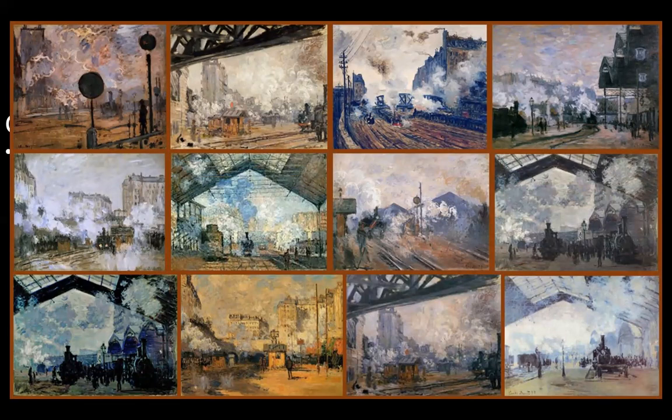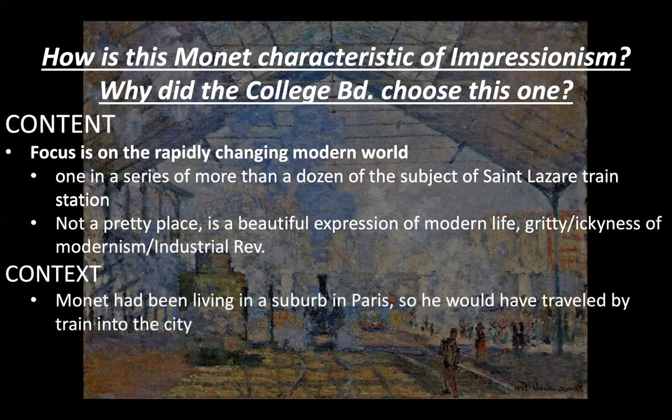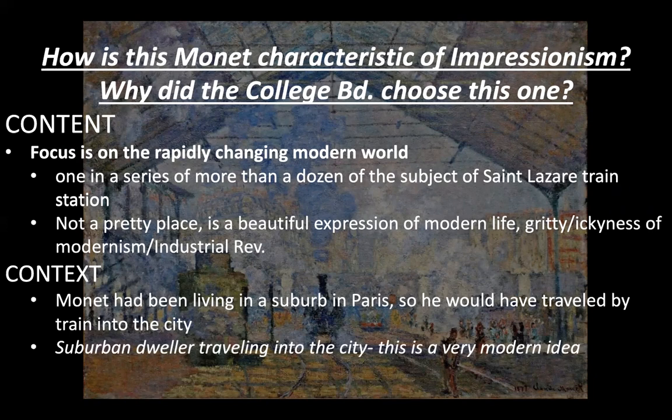Right? So you have the hustle and the bustle of the city, the gritty dirtiness of it. The colors reflect this. All right, so he's not painting a pretty place, right? He's more known for his water lilies. That's really pretty. This is more of a beautiful expression of the modern gritty ickiness of the day. It's almost like realism, depicting what he's seeing, but the style is impressionistic. So it's depicting this modernism, this industrial revolution. So he'd been living in a suburb in Paris, and he would have traveled by train into the city. So this is a daily part of Parisian life, is traveling by train. Very modern idea.